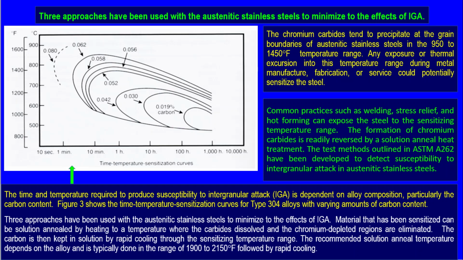Three approaches have been used with austenitic stainless steels to minimize the effects of intergranular attack. Materials that have been sensitized can be solution annealed by heating to a temperature where carbides dissolve and the chromium-depleted regions are eliminated. The carbon is then kept in solution by rapid cooling through the sensitizing temperature range. The recommended solution anneal temperature depends on the alloy and is typically in the range of 1900 to 2150 degrees Fahrenheit, followed by rapid cooling.